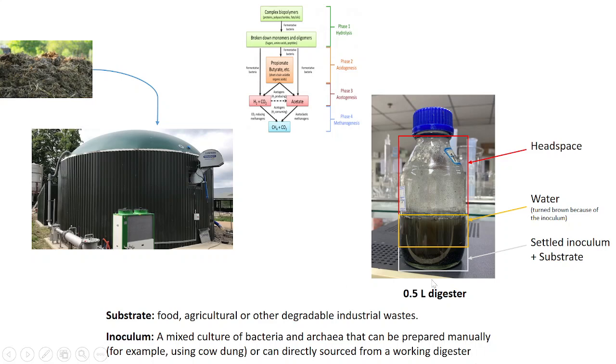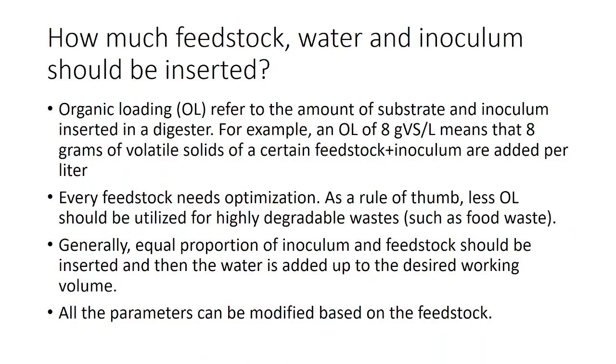Or you can simply take inoculum from some working digester, because they definitely have to discard some used substrate. In subsequent cycles they have to discharge some amount of waste, so you can simply use their waste as your inoculum. There is no need to prepare the inoculum from the beginning, because I think it will take a long time to initiate the AD if you try to prepare inoculum yourself.